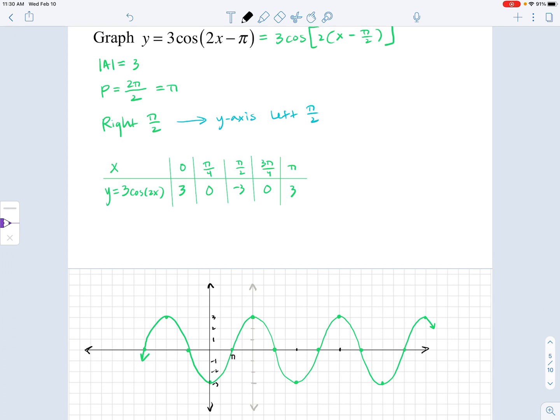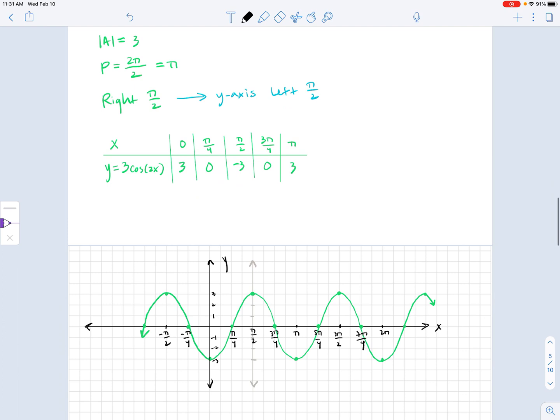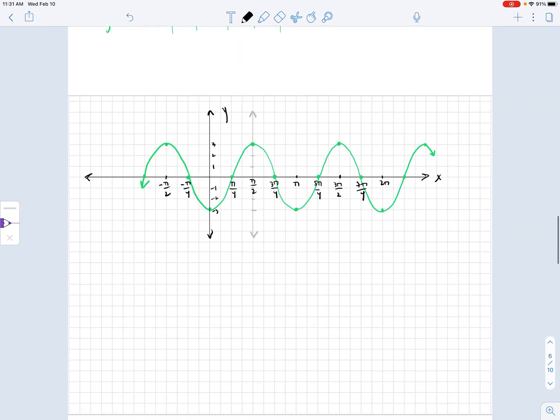And then same scale on the x-axis. So every 2 boxes is pi over 4 units. This would be pi over 2, 3 pi over 4, pi. If you want to keep going, 5 pi over 4, 3 pi over 2, 7 pi over 4, 2 pi, and so on. Okay, negative pi over 4. Make sure you're labeling, or make sure it's clear what your scale is for each axis. Right, there's my x-axis, there's my y-axis.